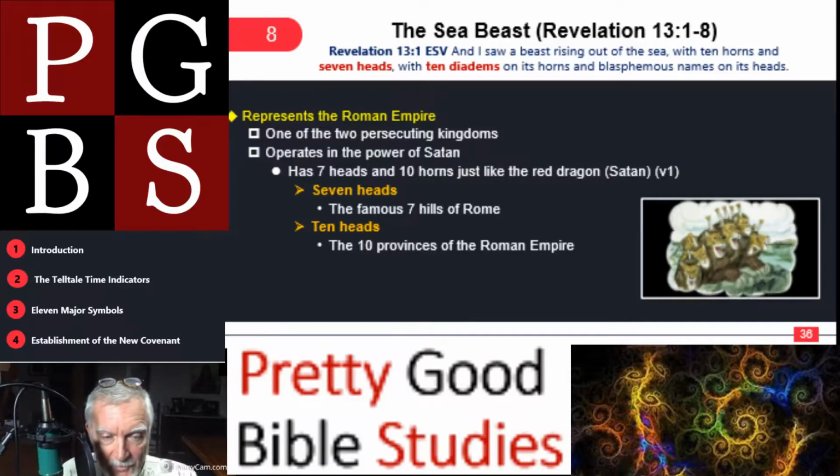It operates in the power of Satan because it has 7 heads. That identifies it with the devil, who had 7 heads, those 7 heads being identified with the 4 ancient kingdoms who were persecuting the people of God. And here the 7 heads not only identify the sea beast with the devil, with the red dragon, but also identify the sea beast with Rome, because you know the famous 7 hills of Rome, the Palatine, the Capitoline, the Aventine, and there are 4 others that I can't remember, but they're very famous hills.